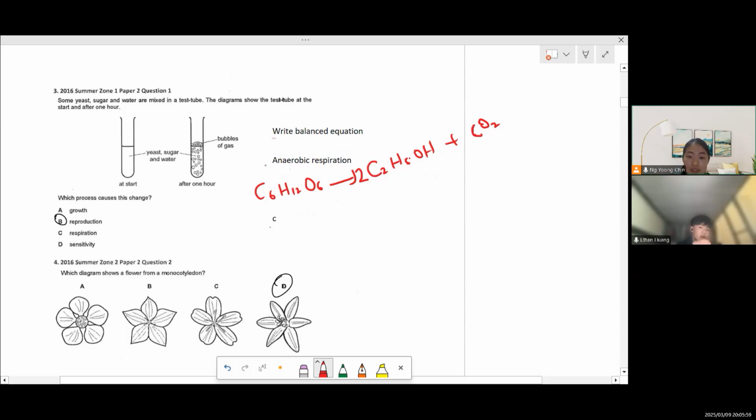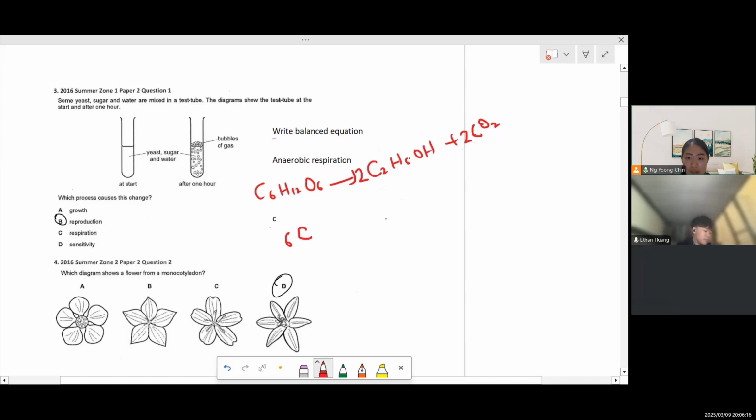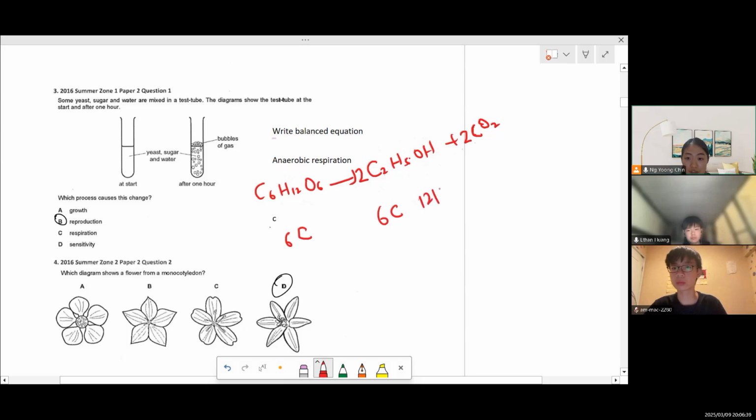So at the left side, you have 6 carbon. On the right side, you see 2, 2, 4 plus this 1. So you should add another 2 carbon here. Okay, so now you got 6 carbon here. And then how about the hydrogen? After you add this 2 in front of it, 5 times 2, you get 10. And also, you get this 2 hydrogen. So 10 plus 2 equals 12. You get 12 hydrogen.